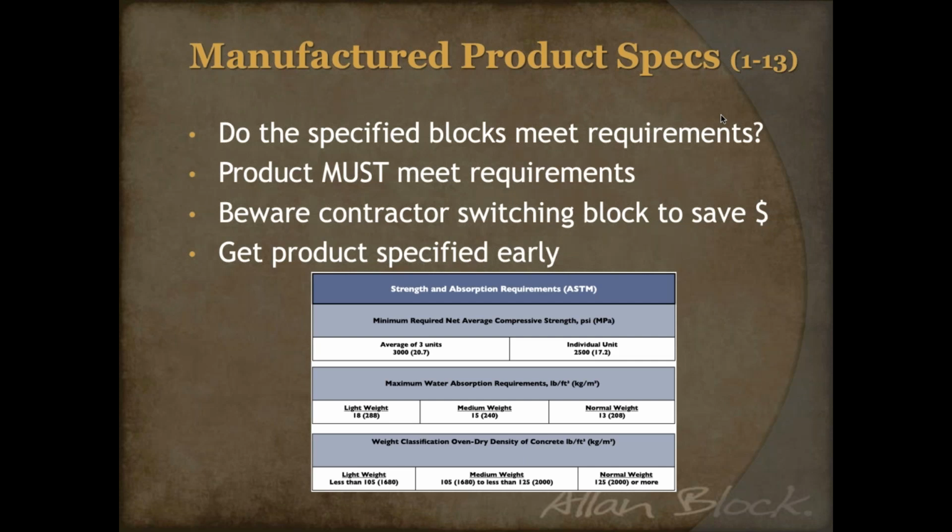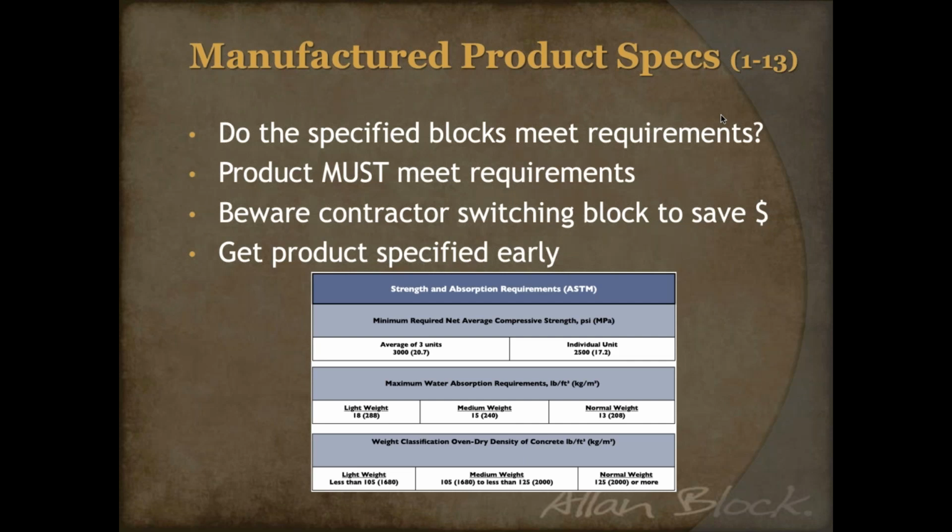Another thing that's important to note here is that sometimes contractors will try to switch out the block that's spec'd for the project in order to save some money or lower their bid, but sometimes the product they're trying to replace it with is not equivalent, and it doesn't meet the standards or requirements necessary for the project. So that's why it's so important to have the site civil controlling the design, because they're aware of these requirements, and they would have a better idea of which products can be substituted and which can't.